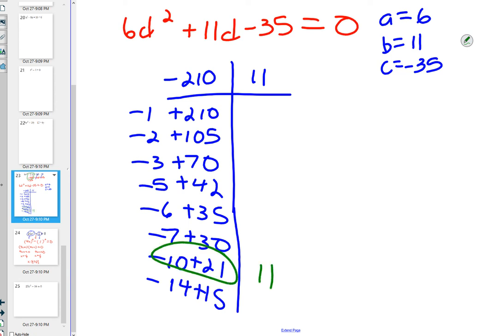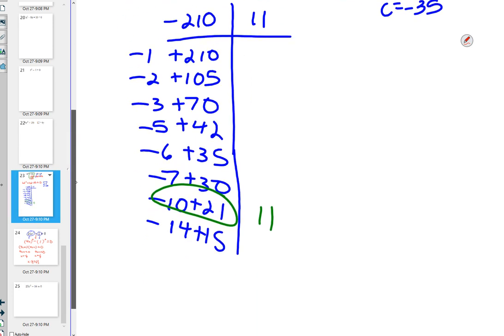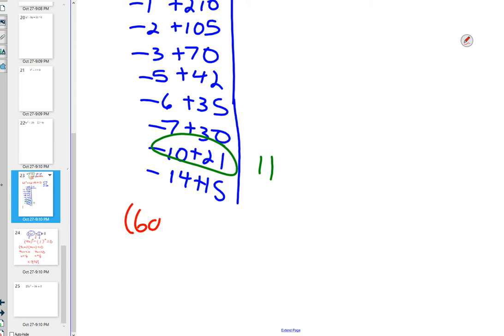Negative 10 and 21. Because A was not 1, though, we have to put that in front. These were D's. So 6D minus 10, 6D plus 21.